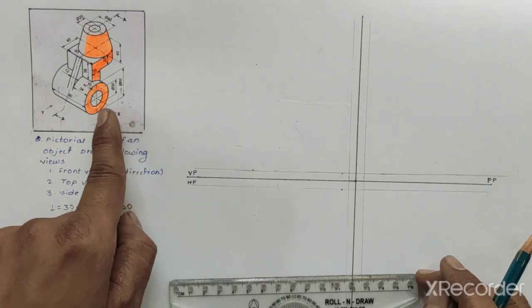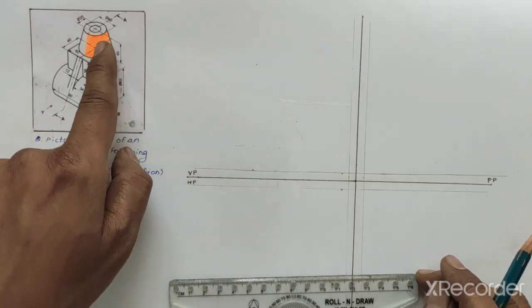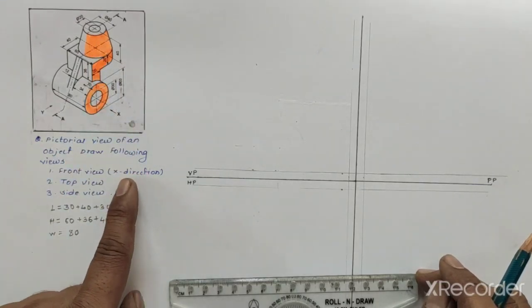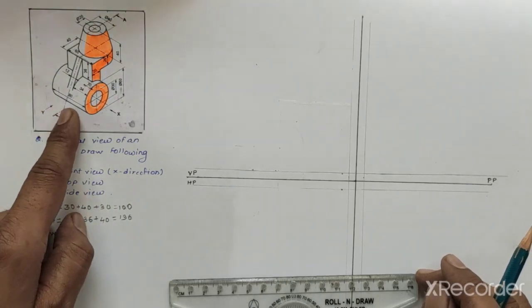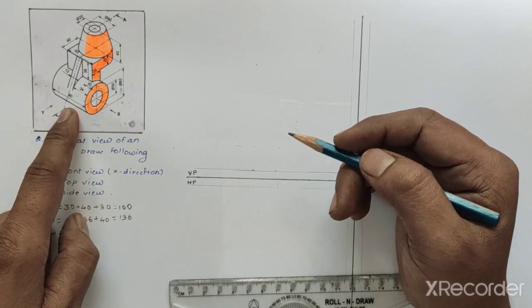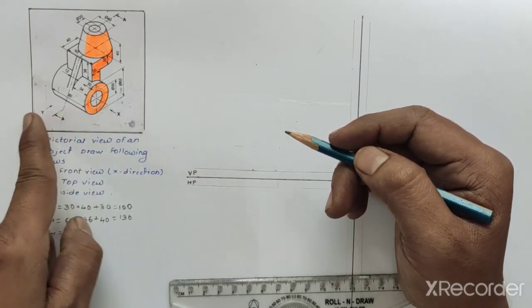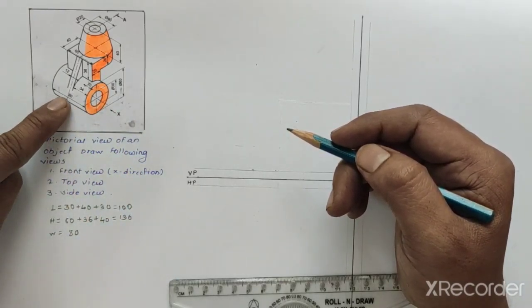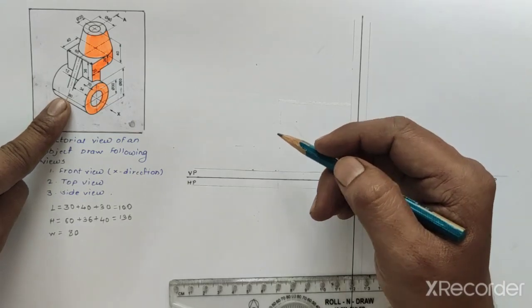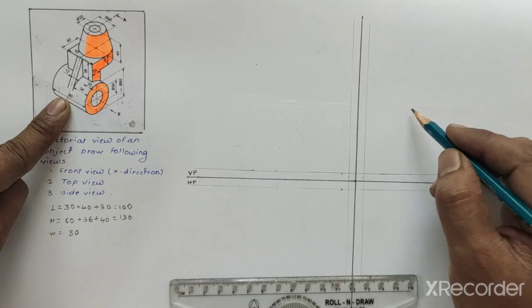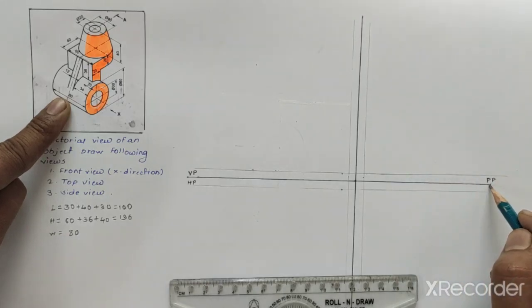When we see from the x direction, this highlighted portion we can see from the x direction. Top view and side view; side view is the y direction. So finalize the position of front view, top view and side view. When we see from the x direction and then the y direction, we can see the left hand side view. So we can draw the left hand side view in this place, and write here profile plane, PP.